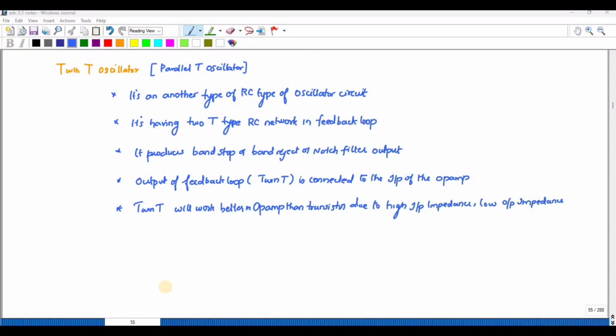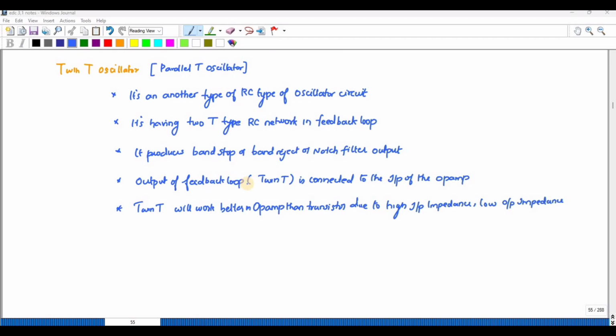In this video, we are going to discuss the twin T oscillator. It is also called the parallel T oscillator. It is another type of RC oscillator circuit. We have discussed the RC oscillator and Wien bridge oscillator. These come under the RC oscillators, which are low frequency oscillators, right?